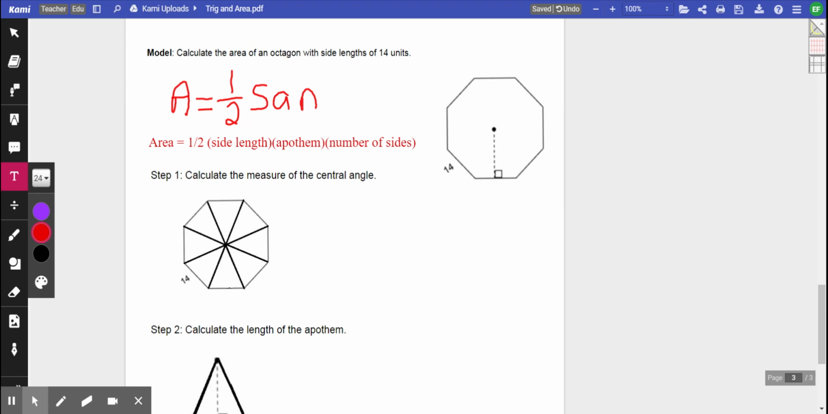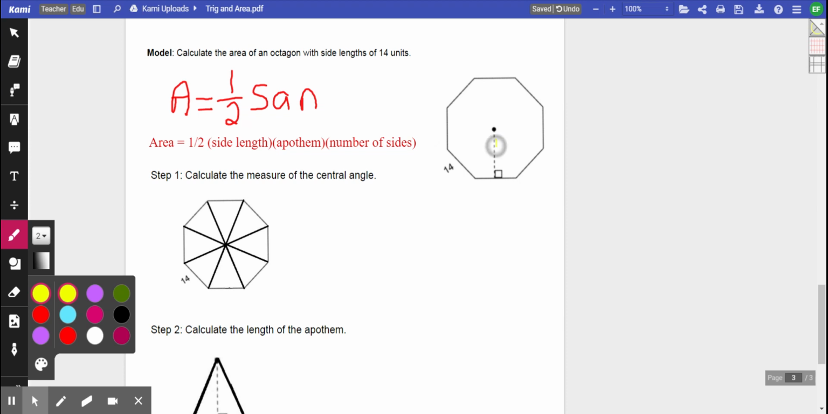The dotted line that we see in this example here is actually our apothem. So this line here goes from the center of the shape perpendicular to one of the sides. And that is your apothem. As opposed to a radius, which is going to go from the center of the shape out to one of the vertices. So that's considered a radius, not to be confused with an apothem.